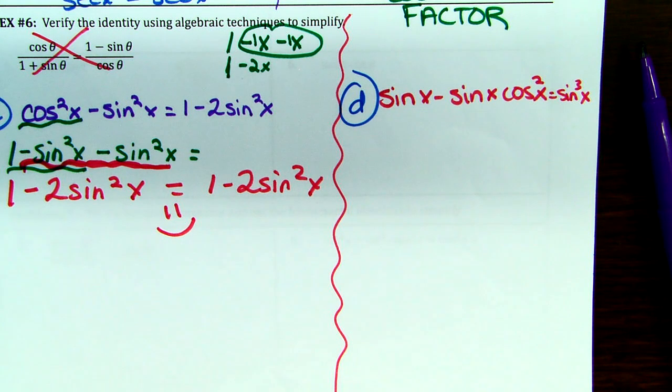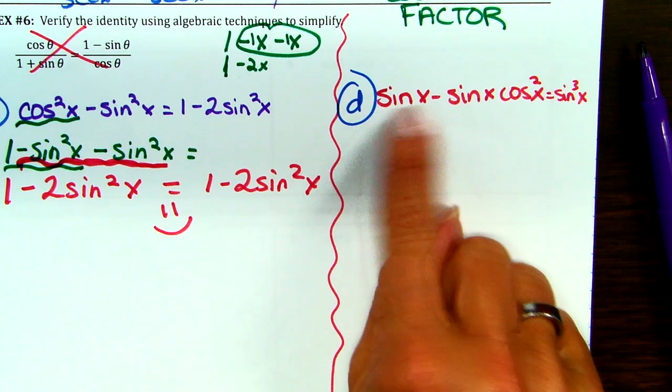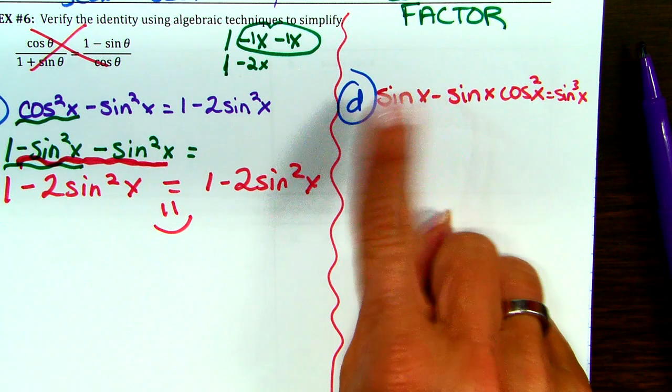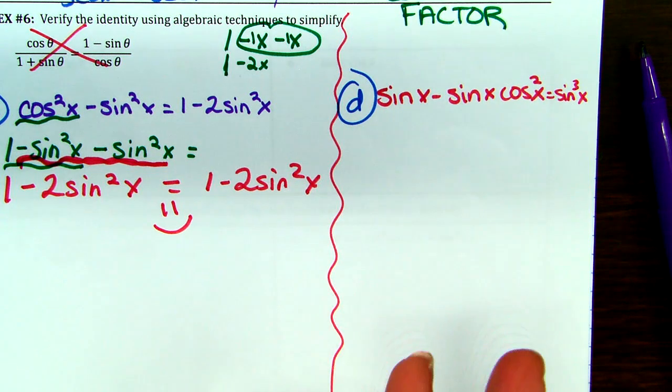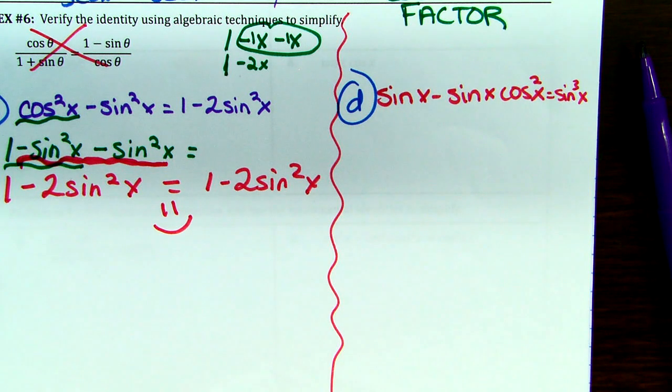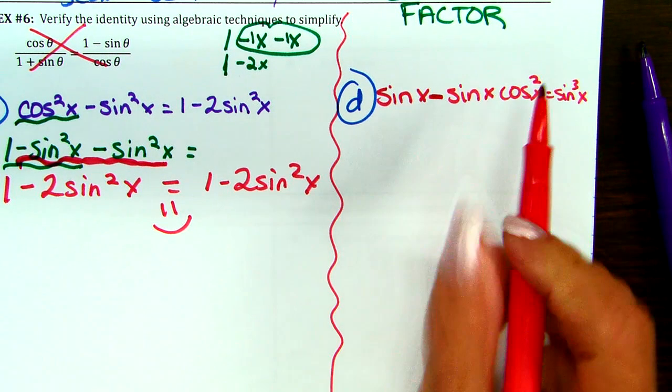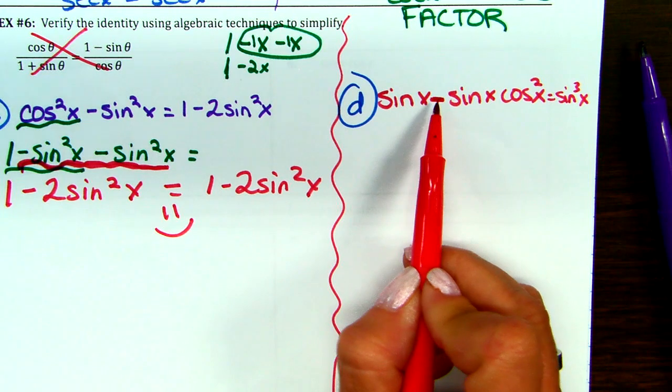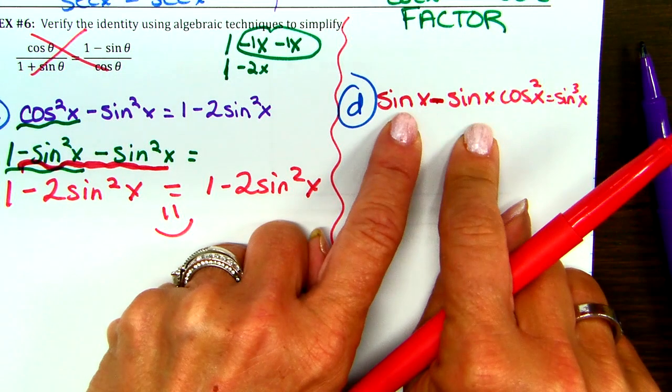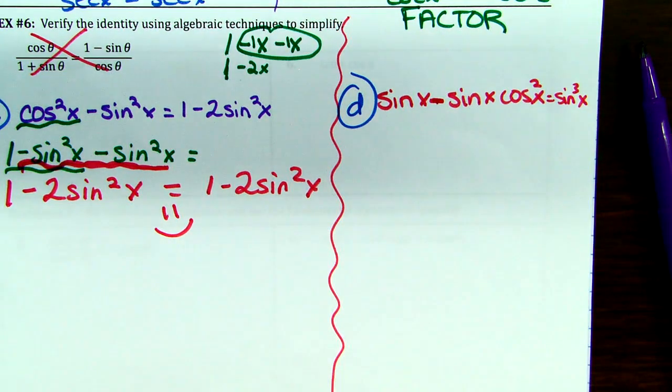Last one: sine x minus sine x times cosine squared x equals sine cubed x. We haven't seen cubed. Definitely going to start with the left-hand side. And what I want you to recognize is we have a binomial here, and we've got like terms on both sides of a plus or a minus. That's a GCF situation, factoring. In this case it's a minus, with the like terms on both sides. You can factor it out. What is that going to do? I don't know, but let's see.